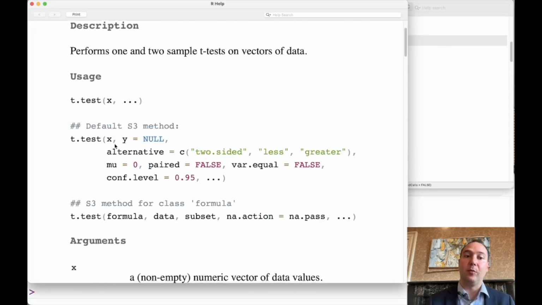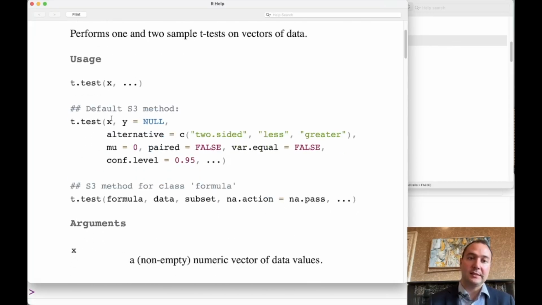So let's read a little bit more. Looks like this: y equals null. That means that we don't need to use y. We have an argument called alternative. We could choose a 2-sided test, a less test, meaning a left-tailed test, or a greater test, meaning a right-tailed test. We can change mu, which is going to be our mu0 if we have a 1-sample test.